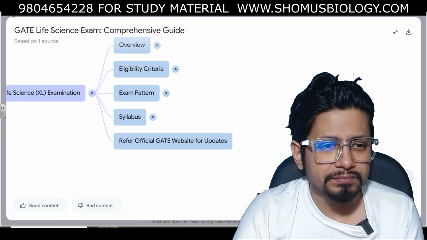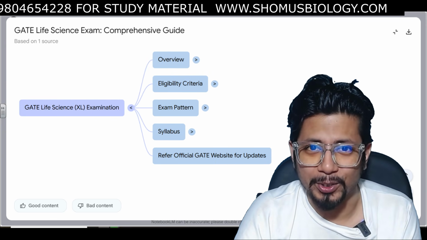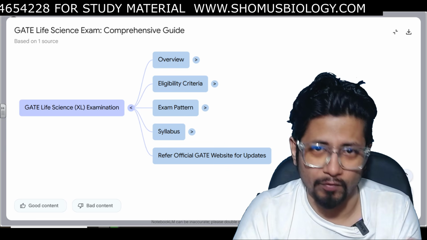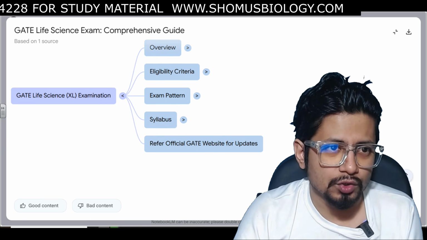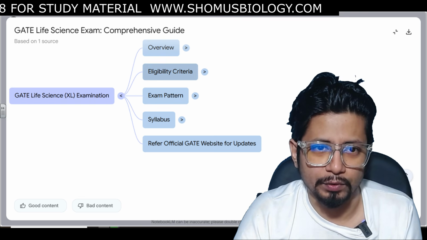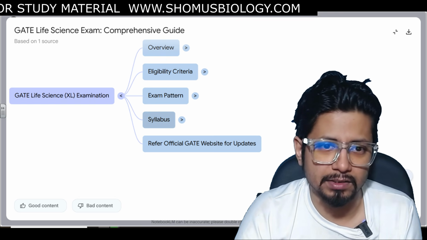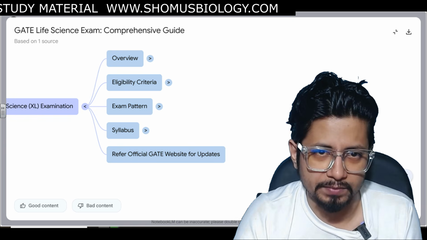So I have here a mind map made for you because I believe this is the best way to provide any information these days. So here we have overview, eligibility criteria, exam pattern, syllabus, and official website referral.